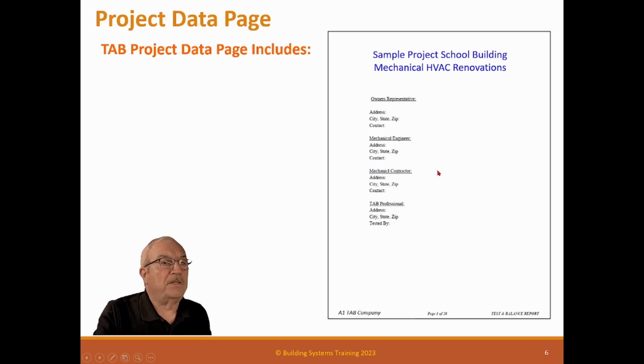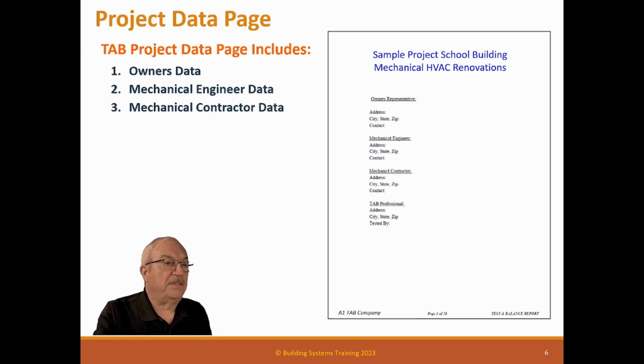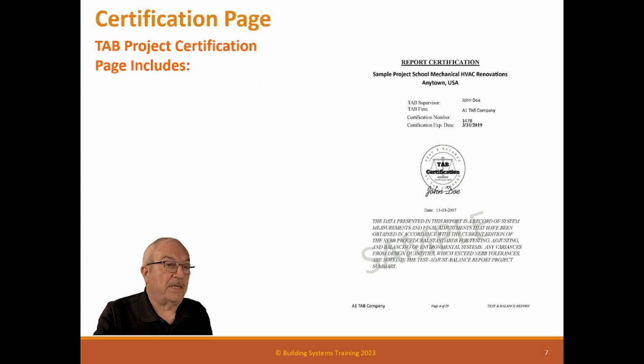The TAB project data includes the actual project data: who the owner is, what the address is, who the contact person was, the mechanical engineer and their data, the mechanical contractor, who they were, who you were working for, the TAB provider, your data, and the page number. And from this point on, we always put a page number on the page. So it's easy to see if someone has removed a page from the report, the page numbers will stay intact.